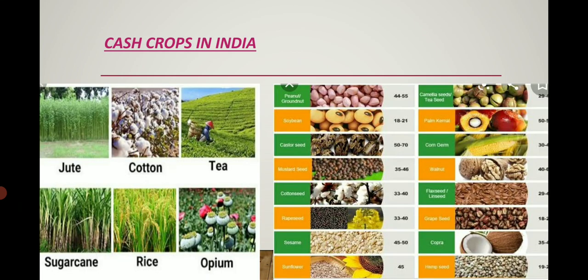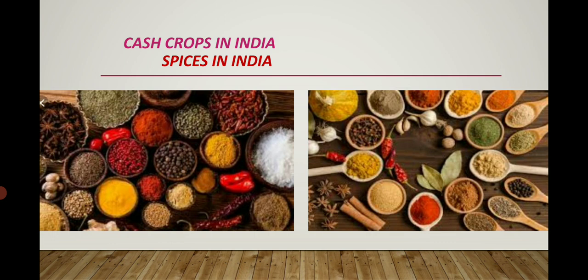Now here you can see the picture, and in this picture you can see the different types of cash crops that are grown in India. You can see the picture of jute, cotton, tea, sugarcane, opium. This side you can see the different types of nuts that are grown: mustard seed, soya bean, cotton seeds, rape seeds, sesame, and many other cash crops that are grown in India. Now here you can see the spices, which also fall under the category of cash crops that are grown in India. You can see the different types of spices that are grown in India.